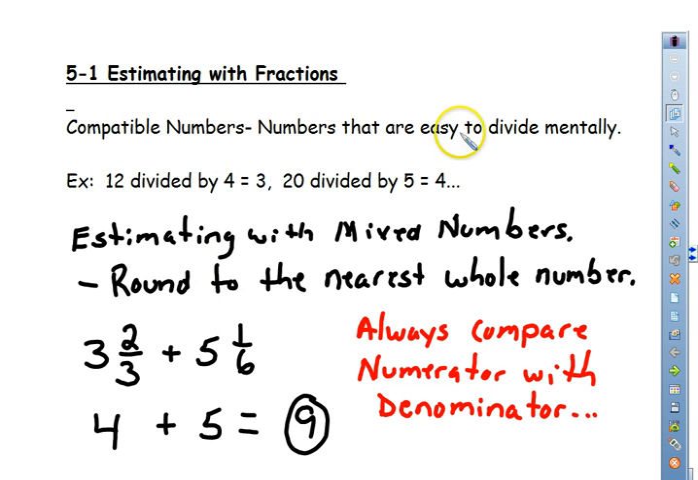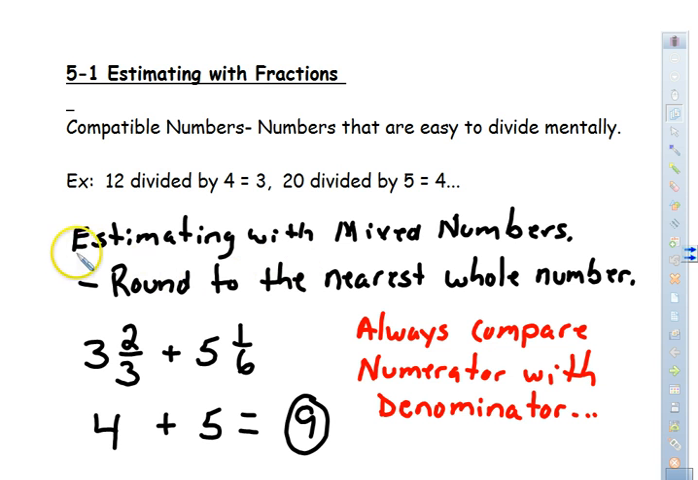And again, these are numbers that are easy to divide mentally. Okay, they're also numbers that divide into each other evenly. So not only easily, but they need to be able to divide evenly. So 12 divided by 4 equals 3. The 4 is compatible with the 12. The 12 is compatible with the 4 as well. And 20 divided by 5 equaling 4. 5 and 20 are compatible numbers.